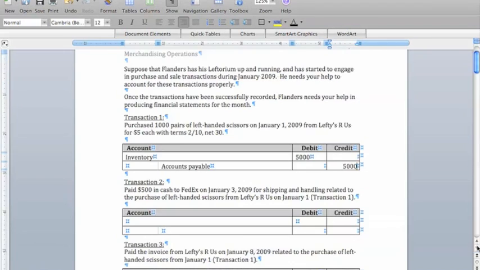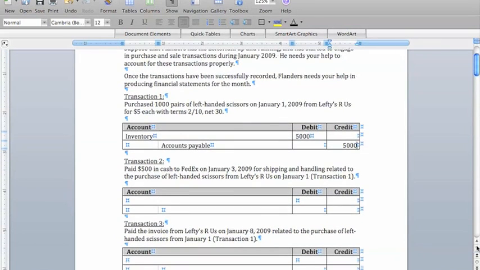Now, transaction 2 says that we paid some shipping costs related to our purchase from transaction 1. Since we have costs flow to inventory on the purchases side, we're going to increase inventory by debiting inventory for the $500. So we're basically putting the cost of the shipping into our inventory account. And we have this being paid for with cash, so we're going to credit cash for $500.